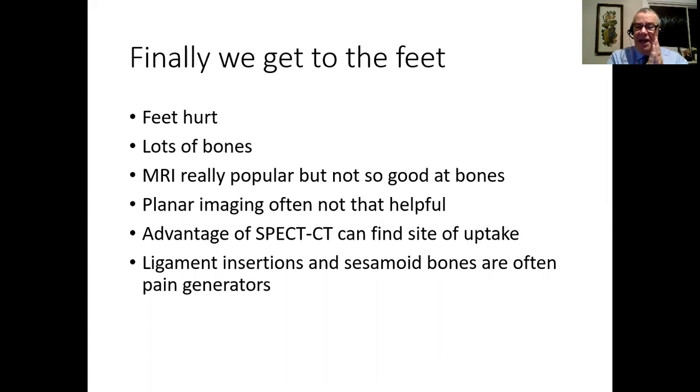So we've gone from the head and we end up at the feet. Now, the feet, I'm going to spend a bit of time on because actually, generally, and I'm sure this has been your experience unless you're about 6, feet have a habit of hurting.